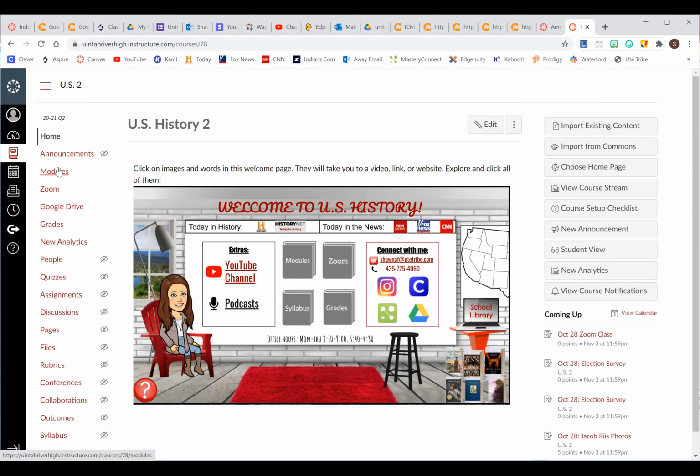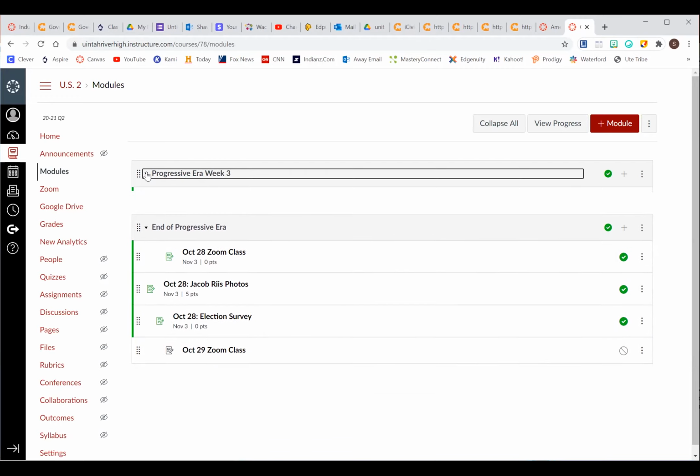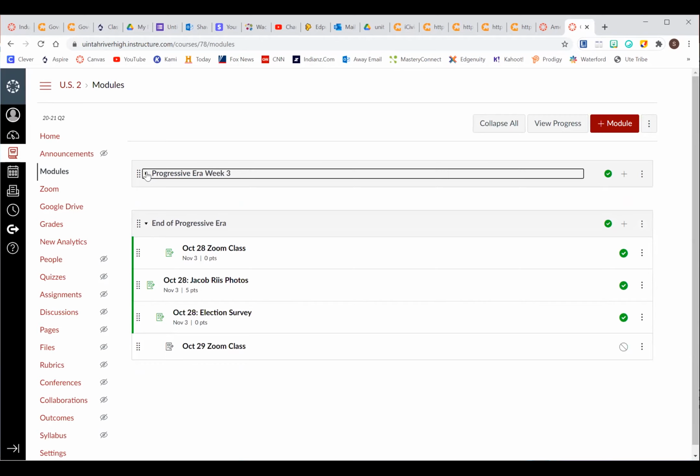But when you're figuring out what to do for the day, you have to go to modules. You click on modules and every unit is there. I would strongly recommend, and I've told this to you a few times, though I haven't told everybody in all my classes, the little triangle next to the unit.